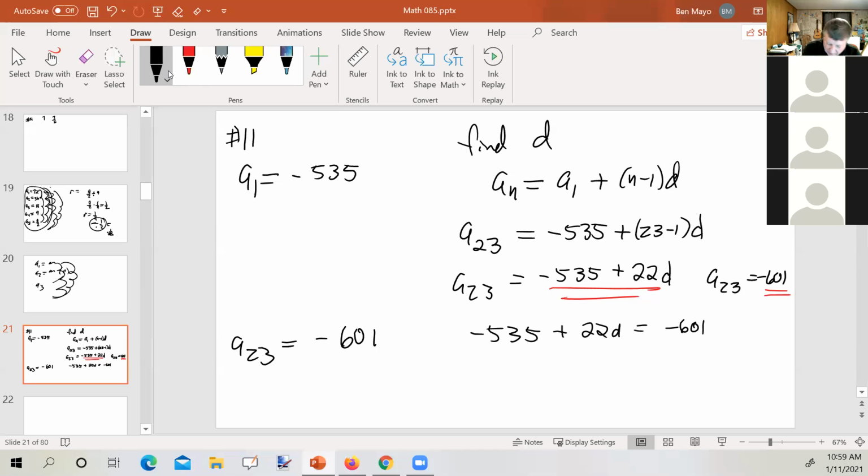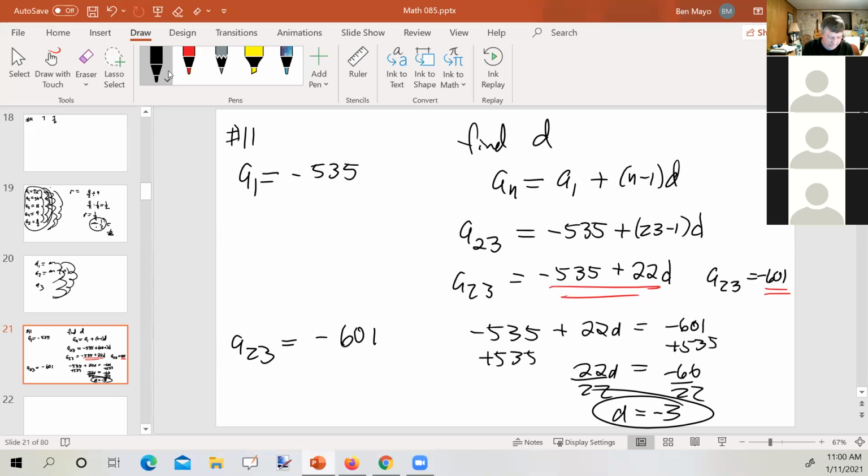To solve for D, we're going to add 535 to both sides. Let's see here. I'll use my calculator. Negative 601 plus 535 is negative 66. Divide by 22, D equals negative 3, which is all we had to do, right? Yeah. So we used 2 different ways of finding A sub 23.